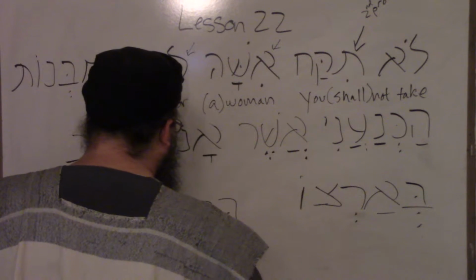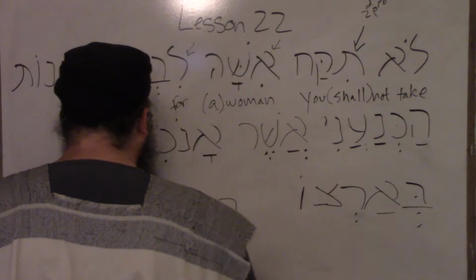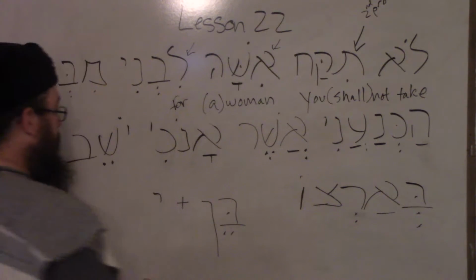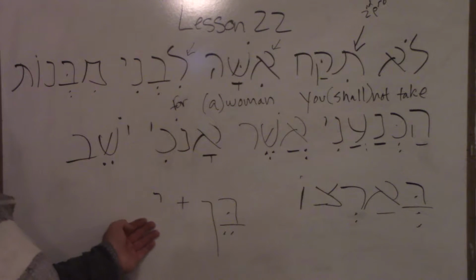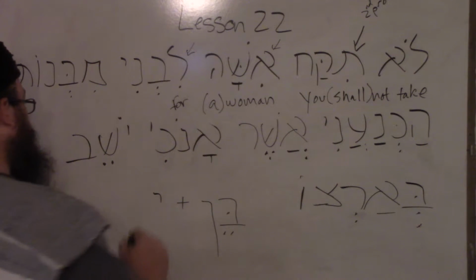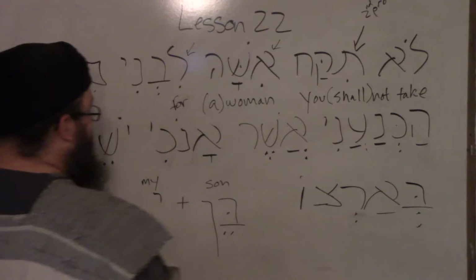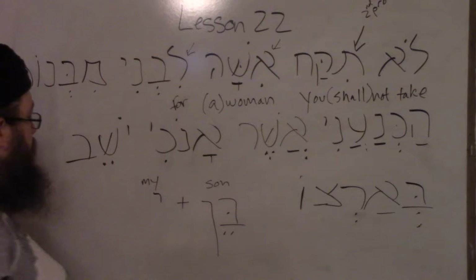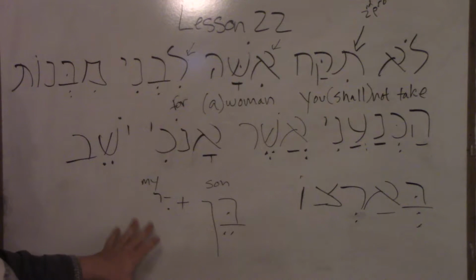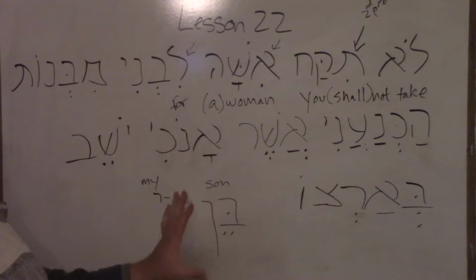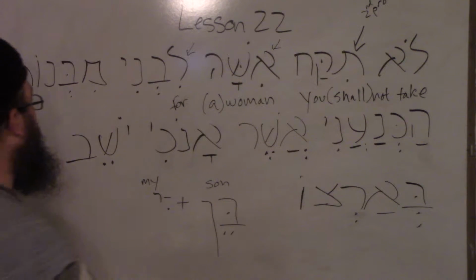Bet nun yod is the word ben, plus the possessive pronoun, the letter yud, which expresses the concept of my. So you have son, ben, plus this. Normally we'd have an E sound, so here we have to change the vowel pointing to bani. So bani is my son, okay?